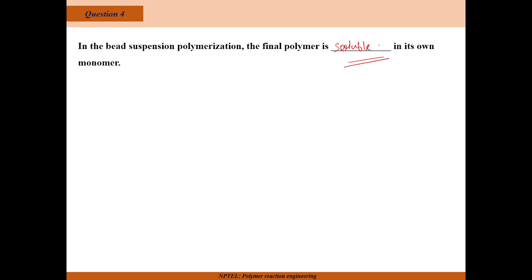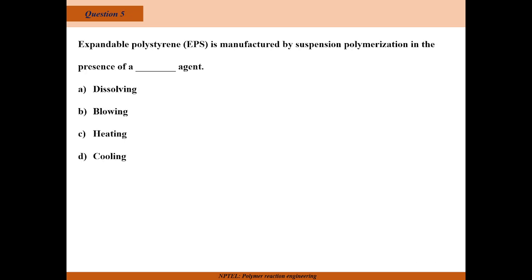Okay, so if that's the case, let's move on to our next question. Expandable polystyrene, EPS, is manufactured by suspension polymerization in the presence of dash agent: dissolving agent, blowing agent, heating agent, cooling agent. So which one is basically used?